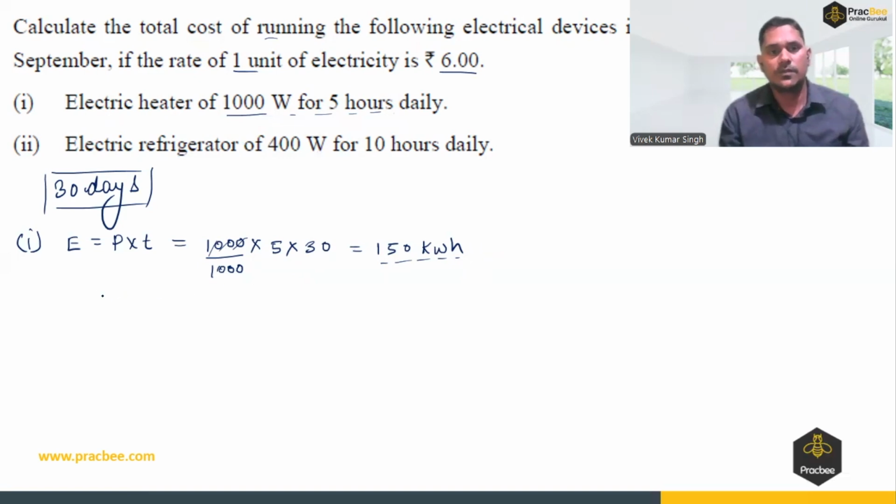So the cost of it is equal to how much? For 1 unit, it's 6 rupees. For 150 units, because kilowatt hour is 1 unit only, 150 kilowatt hour means it's 150 units. So 150 multiplied by 6 is ₹900.